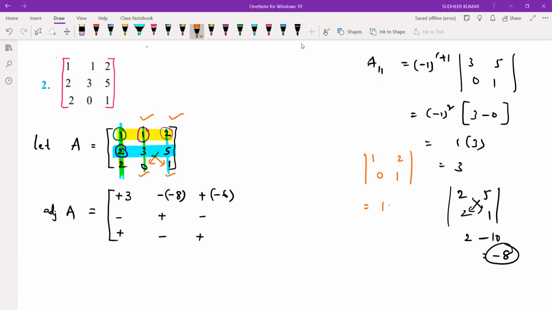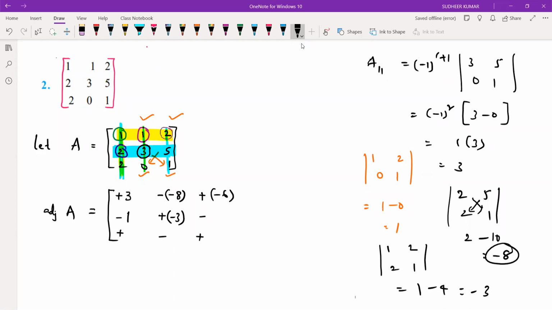For your convenience, you can write this also. So this is 1 minus 0, the result is 1. So this is plus 1. You can write directly 1. The minus sign is already fixed, you should not change it. Next, go to 3. Delete this row and column. So the remaining elements are 1, 1, 2, 2, 2, 1. So the result is 1 minus 4, minus 3, plus half minus 3.